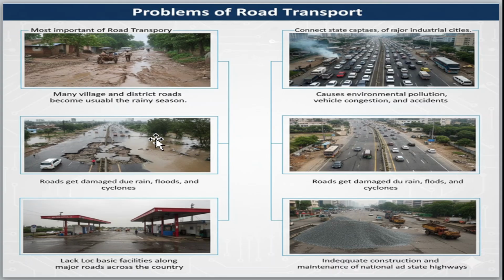the construction and the maintenance of the national and state highways. There is no proper construction and there is no proper maintenance also. And there are no basic facilities along the major roads across the country. Here, basic facilities like petrol, availability of fuel, washrooms and toilets, and along with that food also. Many were not available.